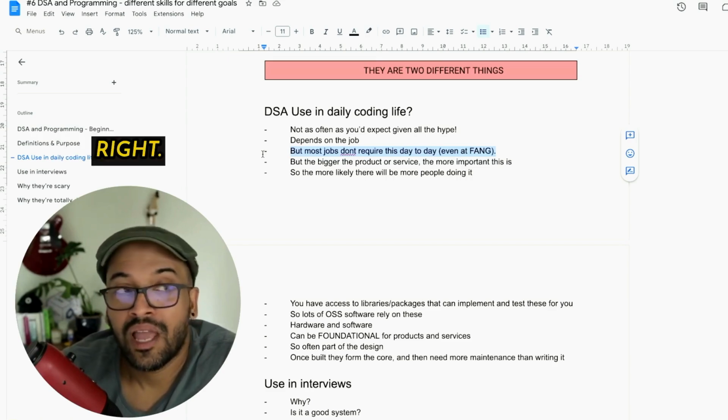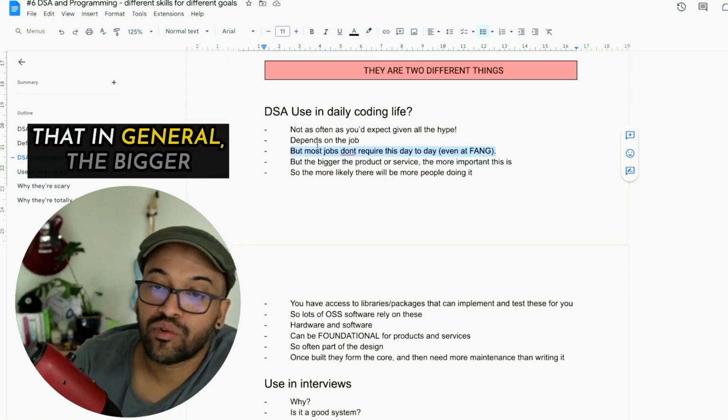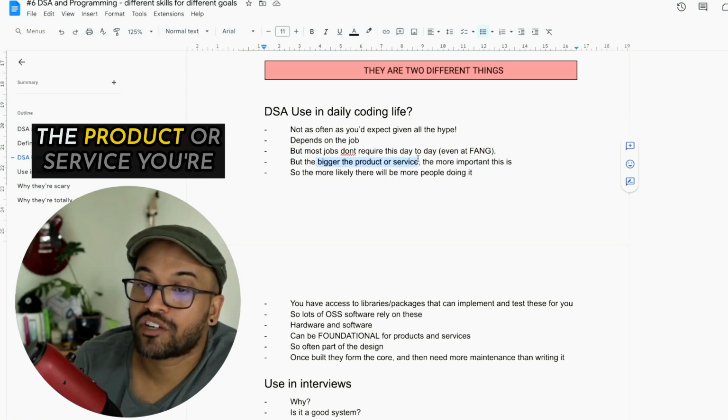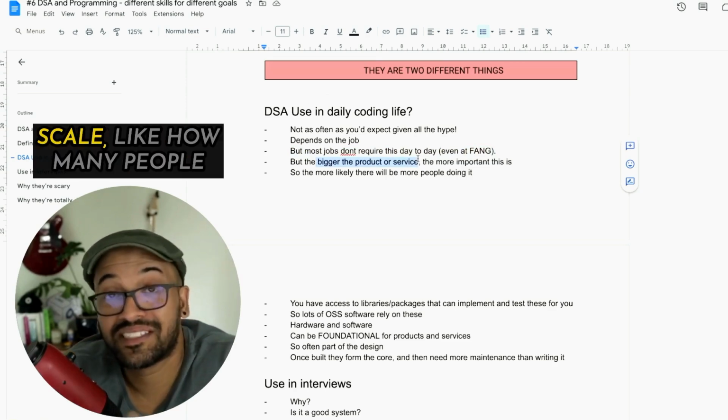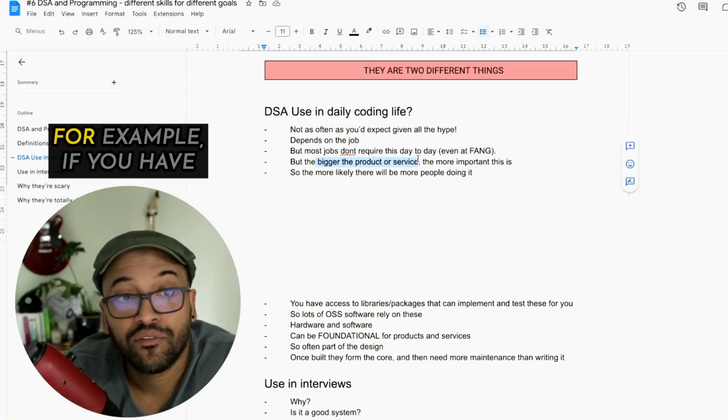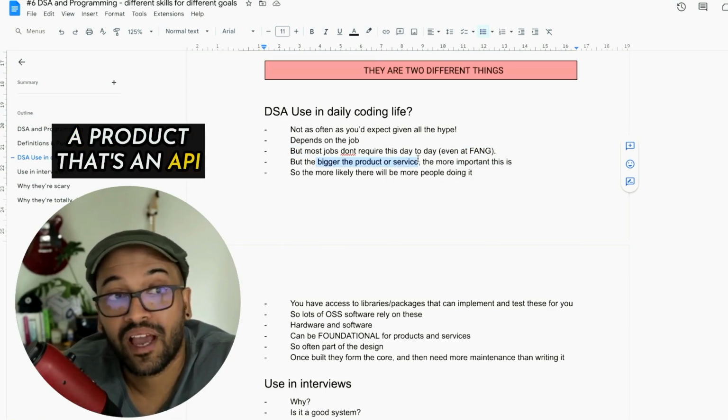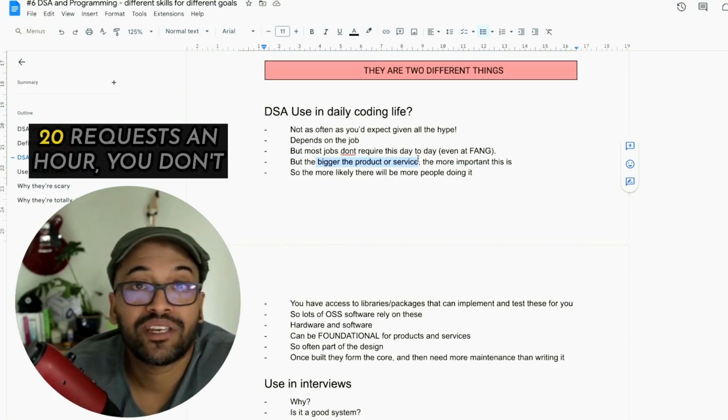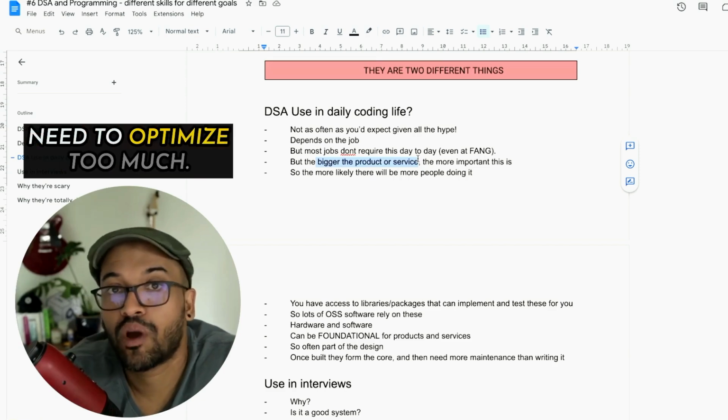And the other observation is that in general, the bigger and more sophisticated the product or service you're working on, and by bigger, I mean the scale, like how many people are using it. For example, if you have a product that's an API and you're getting only 20 requests an hour, you don't need to optimize too much.